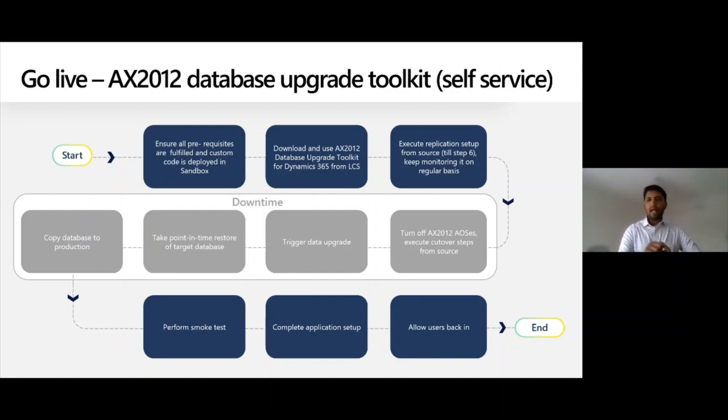So by having this SQL transaction replication process and the toolkit, we have been able to reduce the downtime to a very large extent. And once the database is ready, you copy the database to the production environment. And once the database is copied, then you perform the smoke test, compile the application, complete the application setup, and then allow the users to go live. So this is the overview of the self-service data upgrade process, and this is how we will be able to complete and reduce the time taken for the data upgrade.